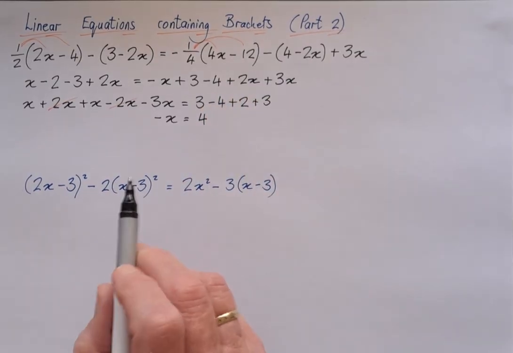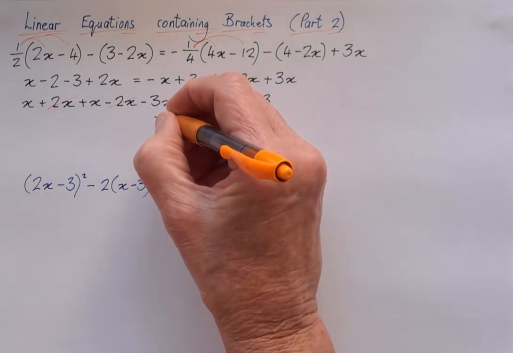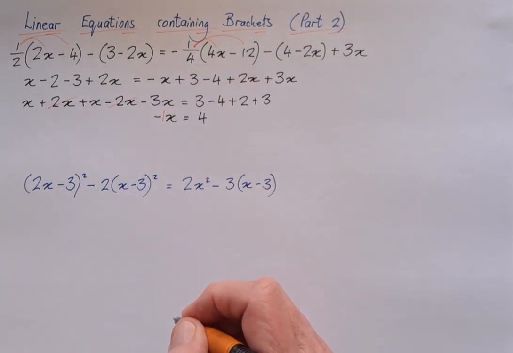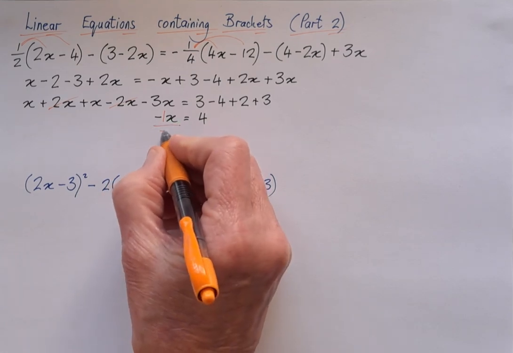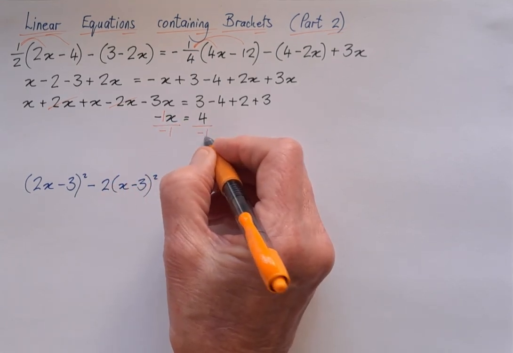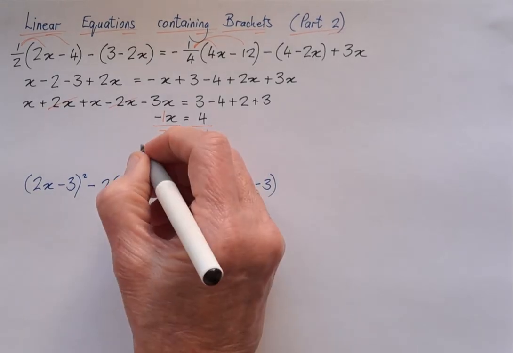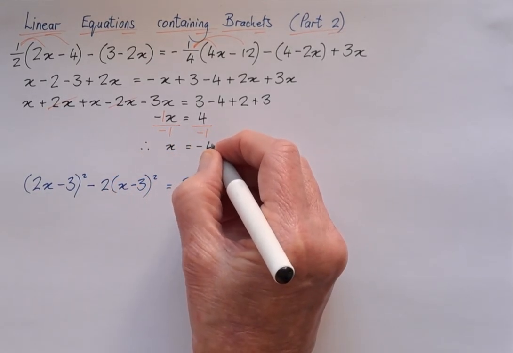I don't want to solve for negative x, I want to solve for positive x. So remember, this is an imaginary negative 1x, which means I'm going to divide by negative 1, exactly what the coefficient is, and I must do exactly the same to the other side. And so therefore, x is equal to negative 4.